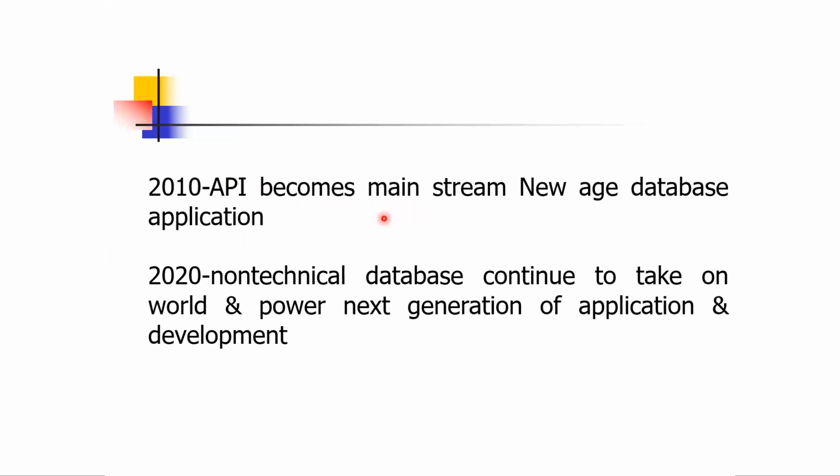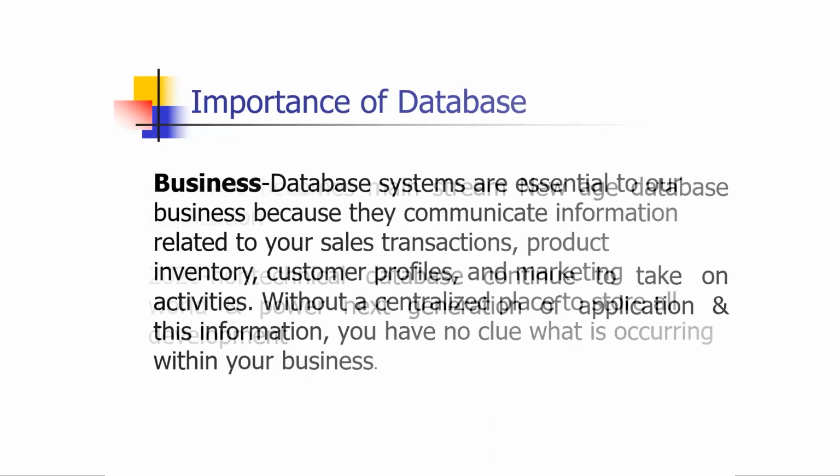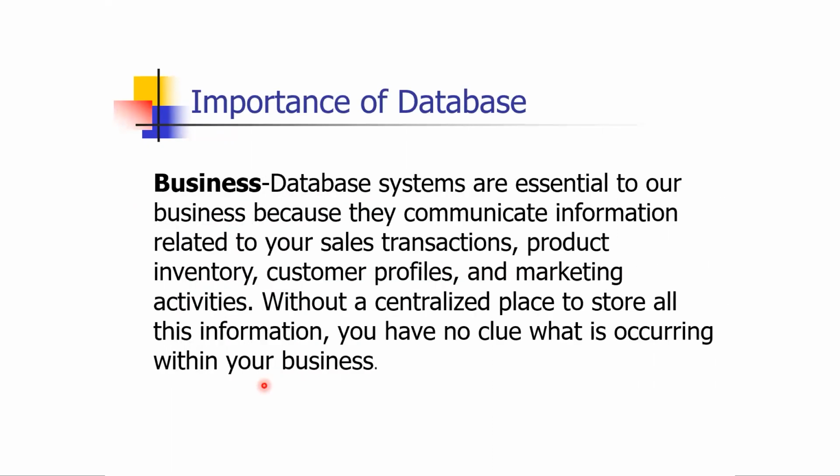Before that, API was not in use, but API becomes the mainstream for the particular database application. Now, by the year 2020, non-technical databases continue to take on the world. Means before that, we used databases for technical use only. Before 2000, we can say everything was there for technical purpose only. But in 2020, non-technical databases continued to take on the world and power the next generation of applications under development. And it's continuing. That was point number 2 of this lecture.